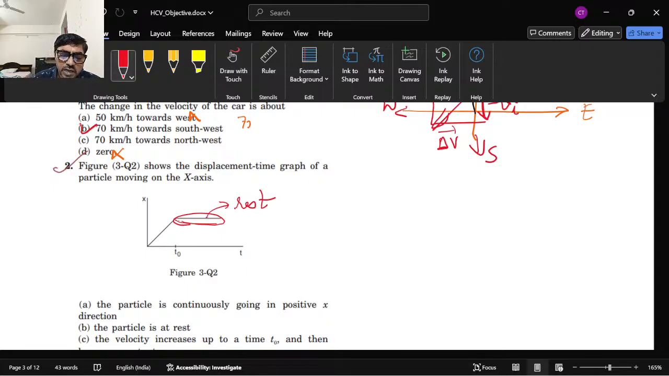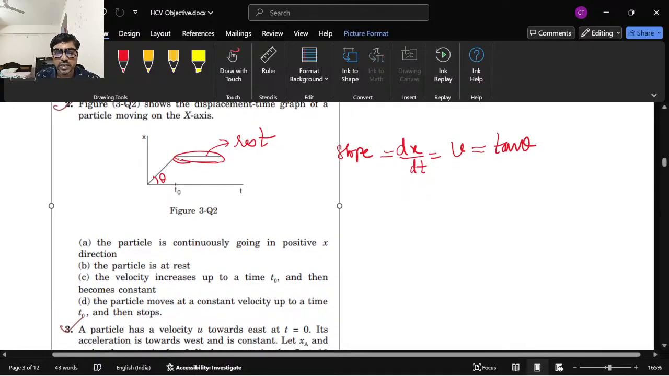But before that it is going, because x is increasing, and the slope of the x-t graph is basically dx by dt, which is velocity. Non-zero slope is there. So tan theta, and it is an acute angle, so tan theta is positive, slope is positive, meaning velocity is positive. Now let us read the options and try to select the option.